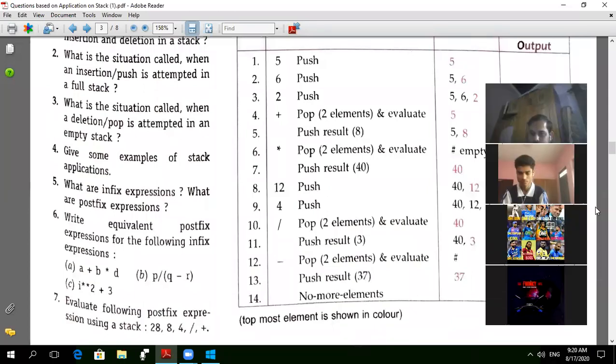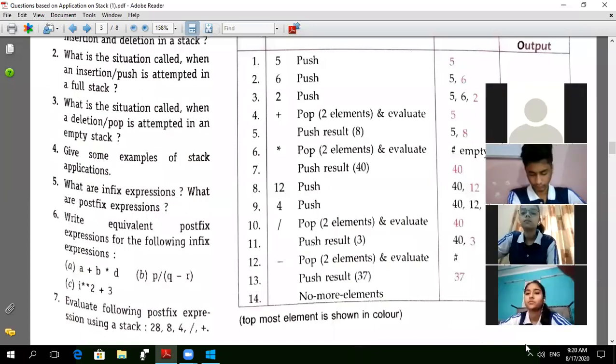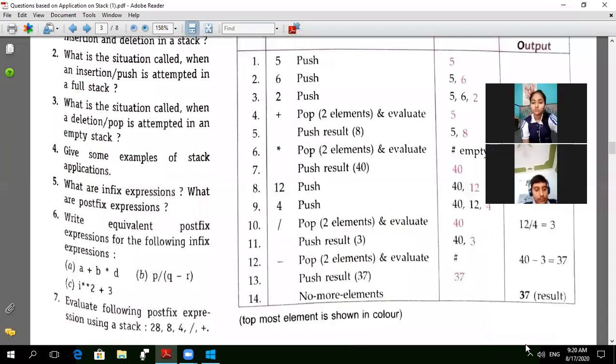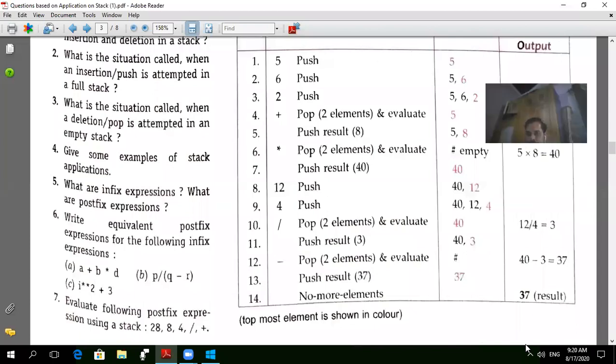Is it clear? Kaushal, Sachin, Lokesh, Karthik, Harvinder, Dolly, Muskan. Yes, sir. Saransh, Satyam. Clear na? Yes, sir. Good.